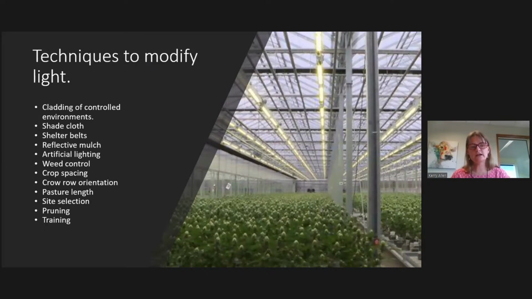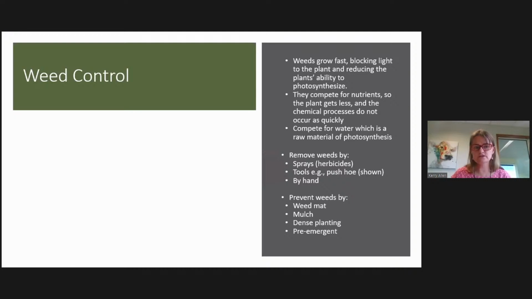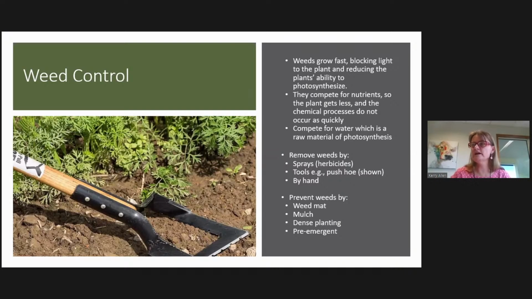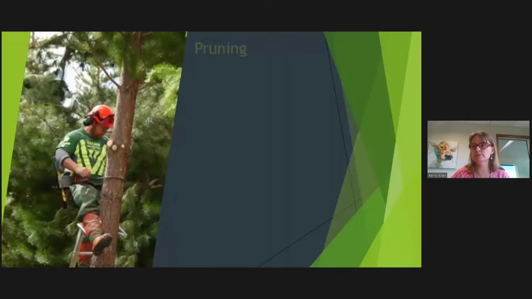Right, the first one we'll look at is light. There are a huge number of techniques here for light, and I'm not going to go over them all, otherwise we'll be here forever. So I'm just going to cover a couple. Looking at weeds, we remove weeds because they are directly in competition for your physical factors. They're using your plants' light, nutrients, and water to grow, so you need to remove them. Some examples are sprays such as herbicides, or a push hoe, which is shown in that picture. You can pull them by hand. You can prevent weeds by weed mat, mulching, dense planting, or pre-emergent spraying. Okay, so you're trying to remove them so that your plants will grow to the best of their ability.